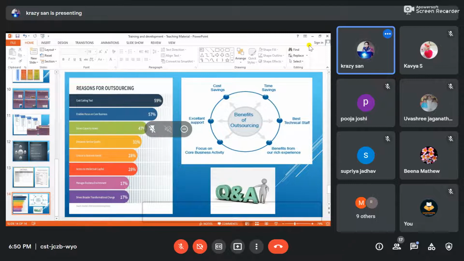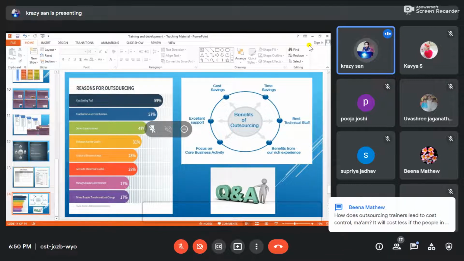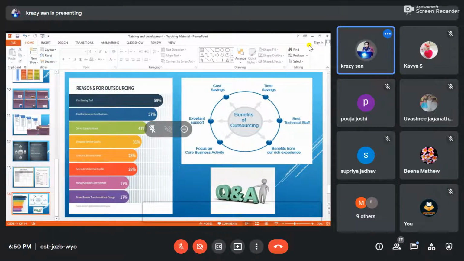So what I'd like to tell here is that it's not that training is outsourced every time. It depends on the organization's criteria, according to the business and the sector. The outsourcing decision is made by the higher management, looking at every pro and con of their business and their industry.